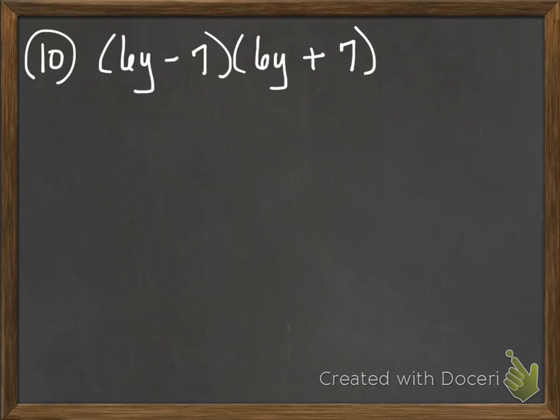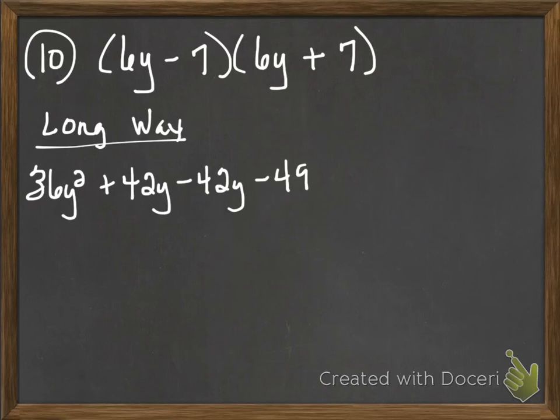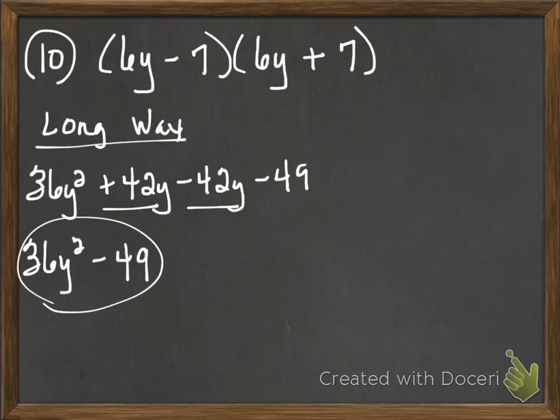Same thing with number 10. 6y minus 7 times 6y plus 7. If you multiply it out the long way, you'll get 36y squared plus 42y minus 42y minus 49. And the positive 42y and the negative 42y will cancel. Then you'll get 36y squared minus 49.